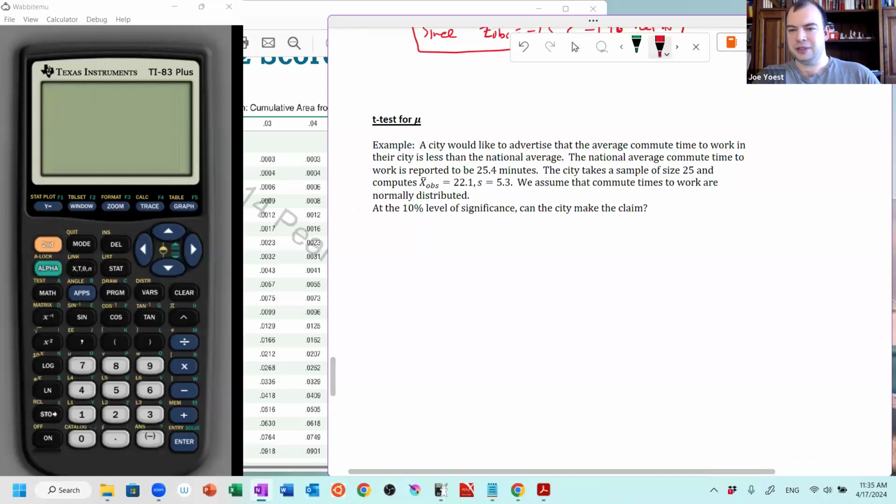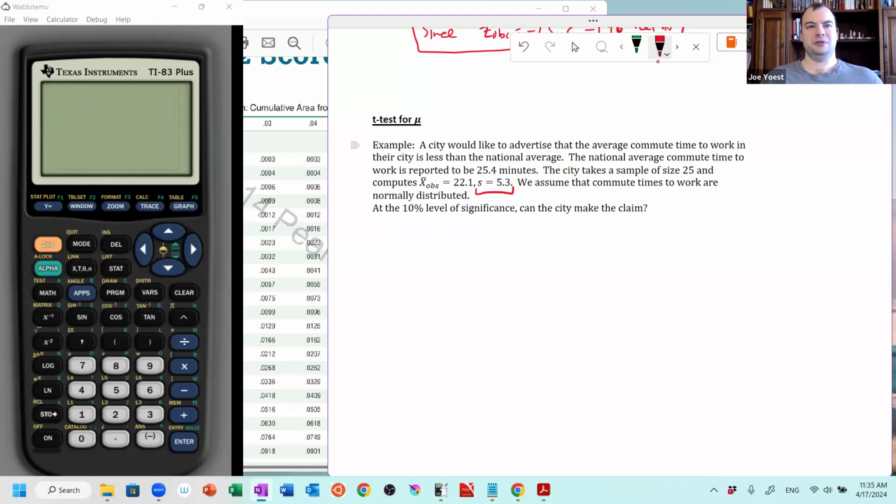And we probably notice that we're given the sample standard deviation instead of the population standard deviation. Up above, we assumed we knew the population standard deviation, so we did a z-test for mu, similar to how in confidence intervals, when we knew the population standard deviation, we had a z interval for mu.